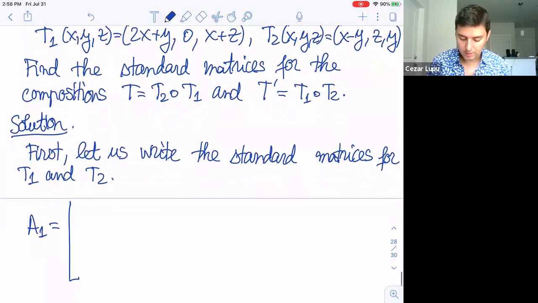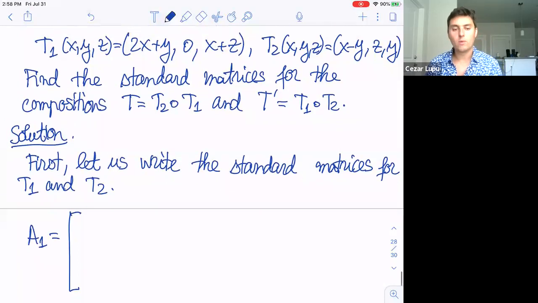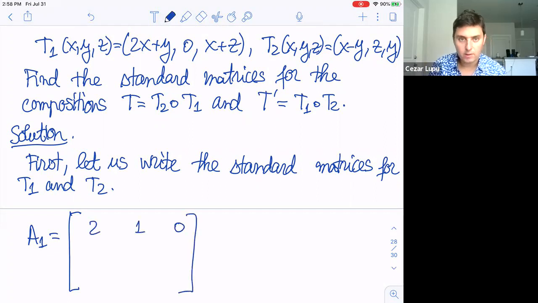Will be what? If you look at T1 of xyz is 2x plus y, so it will be what? 2, 1, 0 on the first row. On the second row, you'll put what? You have 0, 0, 0, right? And the last one will be 1, 0, 1.